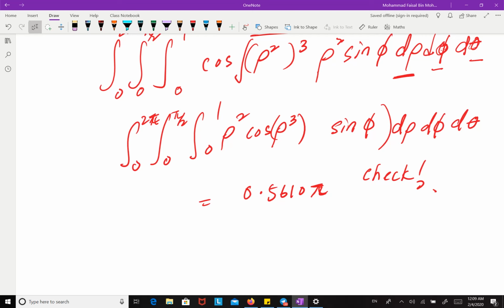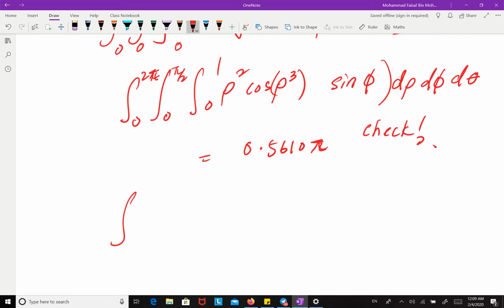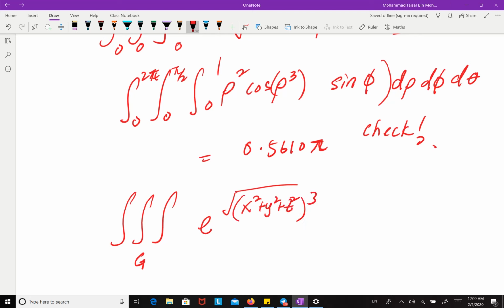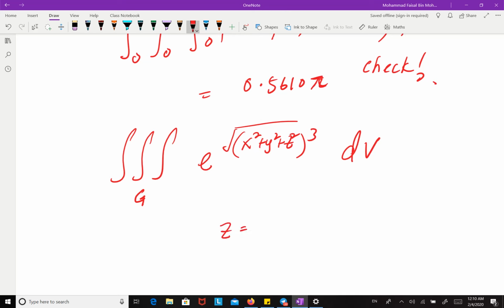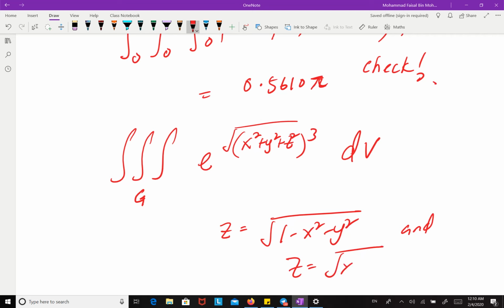Next, 1b. Also a triple integral. Use spherical coordinates to evaluate the integral over G of e to the power of (x squared plus y squared plus z squared) all to the power of 3 dV, where G is a solid bounded by z equals square root of 1 minus x squared minus y squared, and z equals square root of x squared plus y squared.